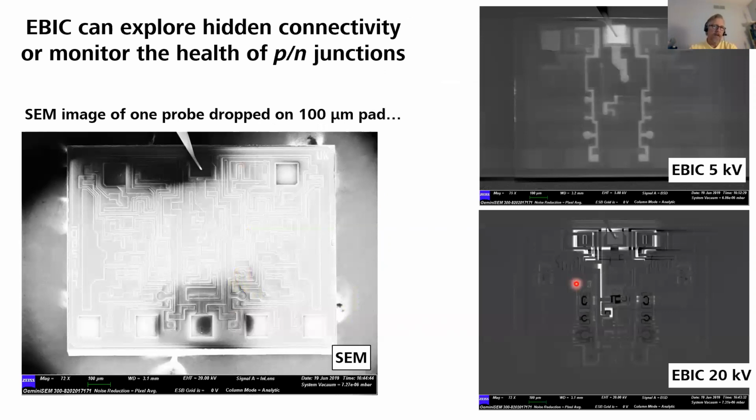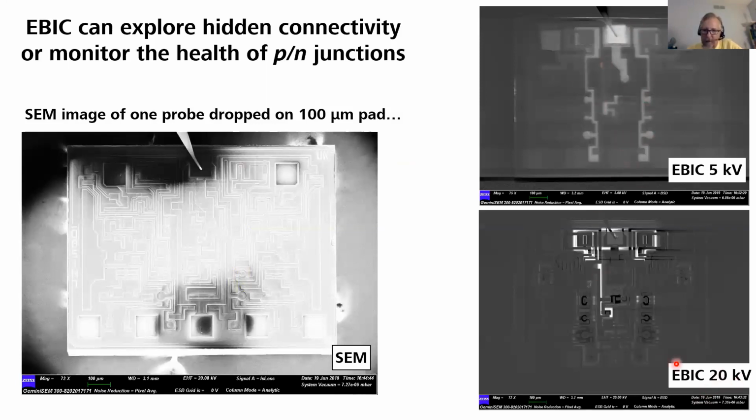It can be used to explore the hidden connectivity or monitor the health of PN junctions. Here's a case of a SEM image of one probe pad dropped on a 100 micron test pad. And we have our SEM image of a rather small chip over here. And at 5 kV, we're looking at EBIC. It's essentially just the EBAC, the connectivity of the hidden wiring.